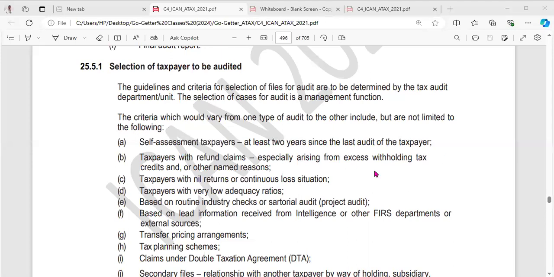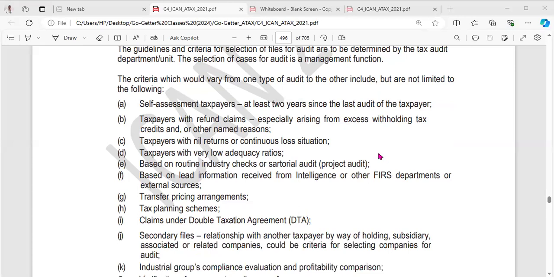auditing of this company. Then sometimes you see a taxpayer with nil returns, or you are continuously in a loss situation. You always find nil, nil, nil, nil. You should expect a visit. Why are you not making profit? Let's see your books. You are filing nil, let's see your books. Or you are always in a loss-making situation, let's come and examine it properly. Then we check taxpayers with low ratios, for example, low profitability ratio and low liquidity ratio. These two, being very low, can trigger an audit.